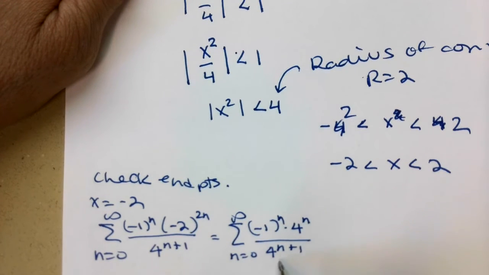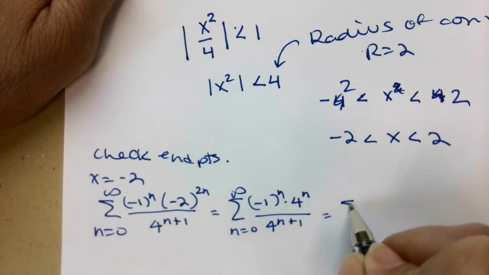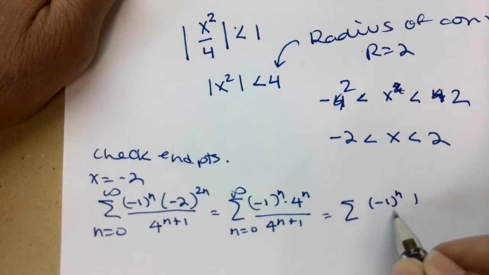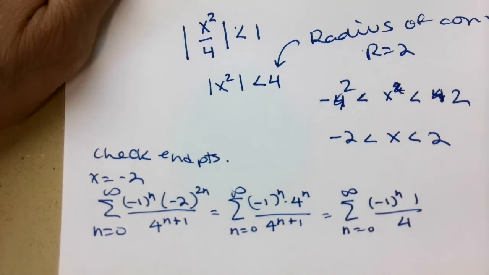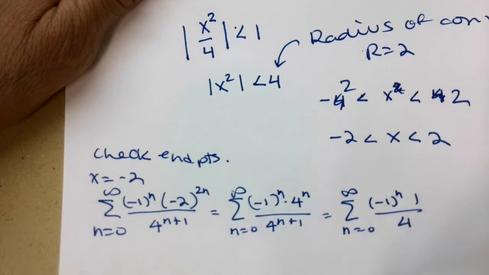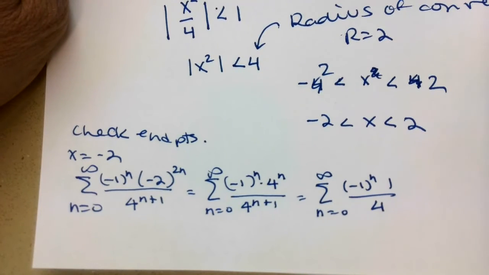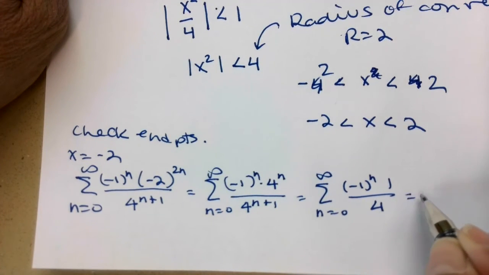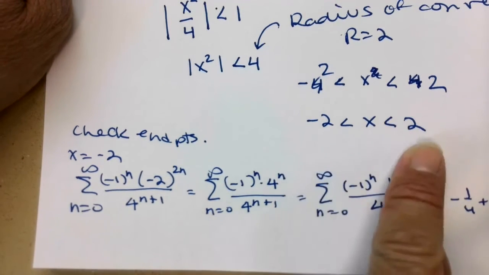So 4 to the n over 4 to the n plus 1, that is, right, 4 to the n plus 1 is 4 to the n times 4. Negative 1 to the n, 1 over 4, n equals 0 to infinity. So does this series converge? And it does not, right? This is just 1/4 minus 1/4 plus 1/4 minus 1/4 plus 1/4. Okay, so we won't include the negative 2. Let's see if we include the 2.